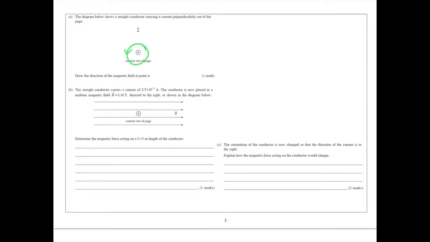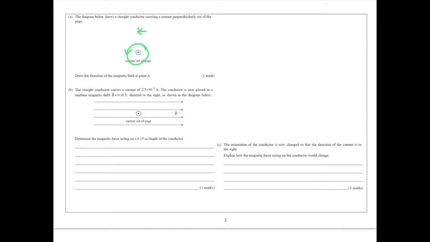So obviously at this point A, the direction of the field would be like that. The tangent to the line at the point A would point directly to the left.